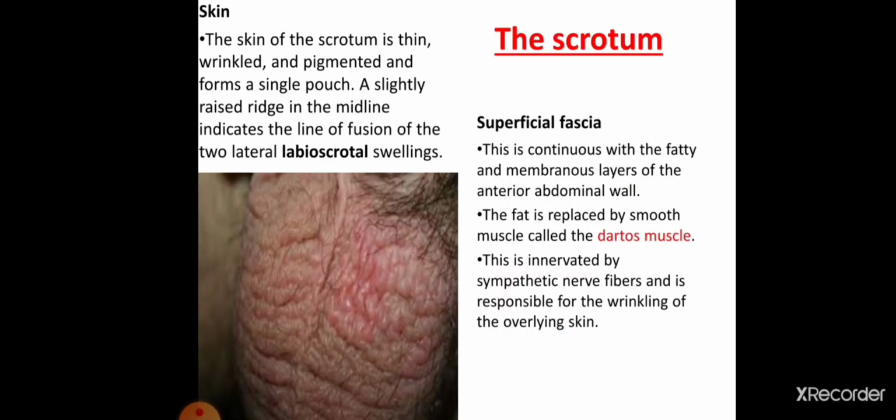Now the skin of the scrotum is thin, wrinkled and pigmented and forms a single pouch. A slightly raised ridge in the midline indicates the line of fusion of the two lateral labioscrotal swellings, since the scrotum is developed from two labioscrotal swellings which fuse in the midline during development. Then inside the skin we have superficial fascia. This is continuous with the fatty and membranous layer of the anterior abdominal wall, and the fat is replaced by a smooth muscle known as dartos muscle. It is innervated by sympathetic nerve fibers and is responsible for wrinkling of the skin.